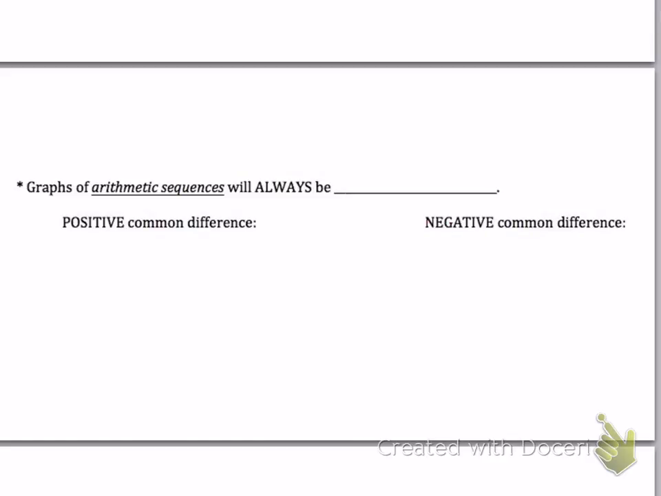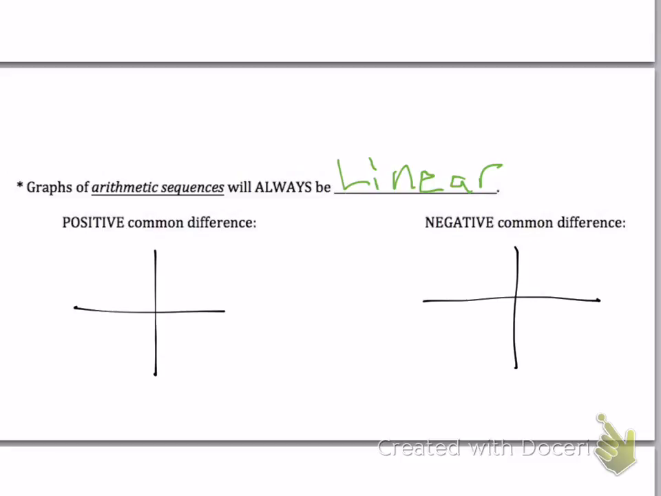Graphs of arithmetic sequences will always be linear. And in order to draw the graphs, a negative common difference and a positive common difference. Negative is going to go like this. Sorry about that. Like this. Positive is going to go like this, just like slope.